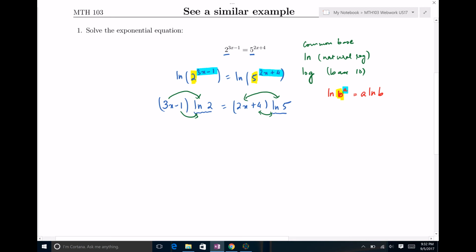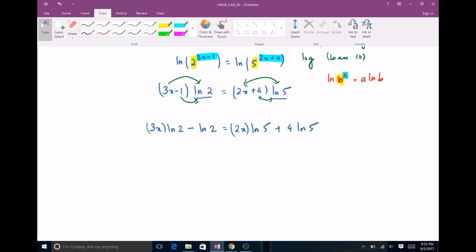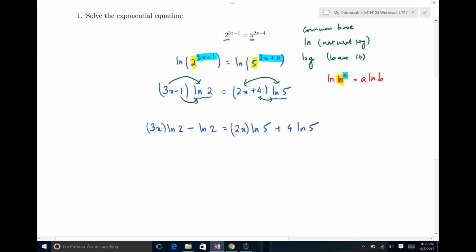Okay, so I have 3x times natural log of 2 minus, well, 1 times natural log of 2 is just natural log of 2, equals, I multiply the natural log of 5 inside, so I have 2x times the natural log of 5 plus 4 times the natural log of 5. Now I know you have a lot of letters and numbers here, so this might look confusing, but I'm going to outline what the constants are and what the variables are. Wherever you have x, those are the only variable expressions. Everything else is a constant.